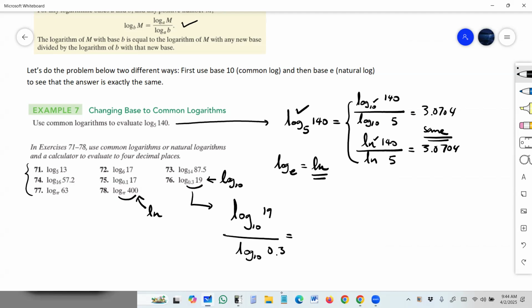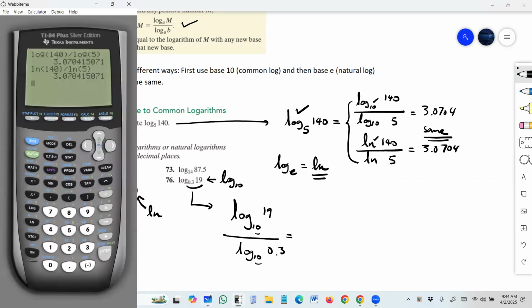So now this becomes a problem I can do, right? Because the calculator uses base 10. So I'm going to go to the calculator and put this information in. LOG for log, and this is base 10, 19 divided by log. Now don't mix them up. If you use log base 10, use log base 10 for the numerator and denominator. Log base 10, 0.3.